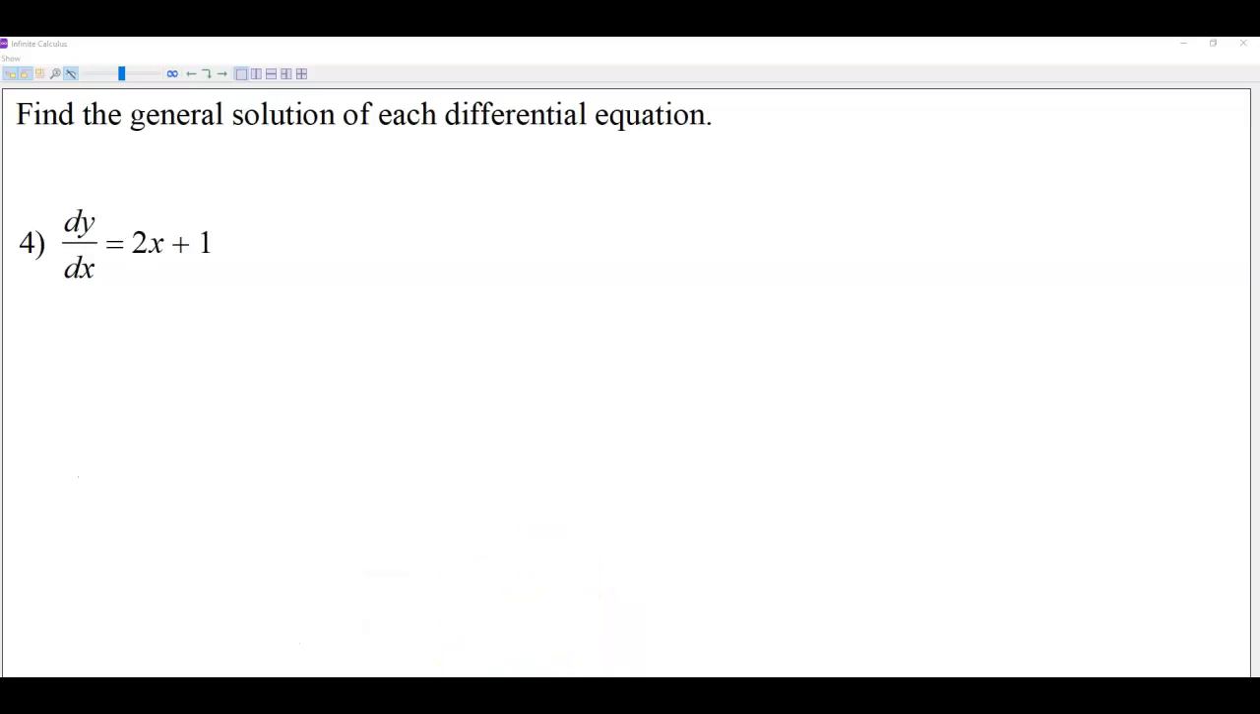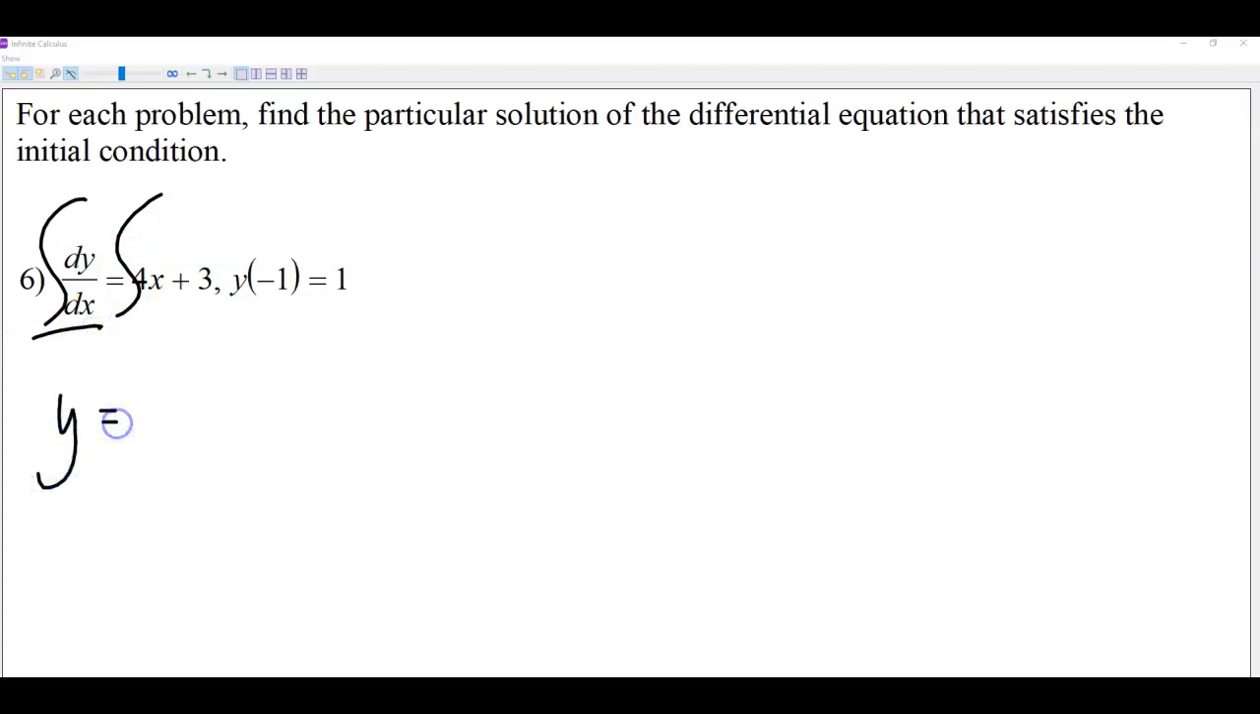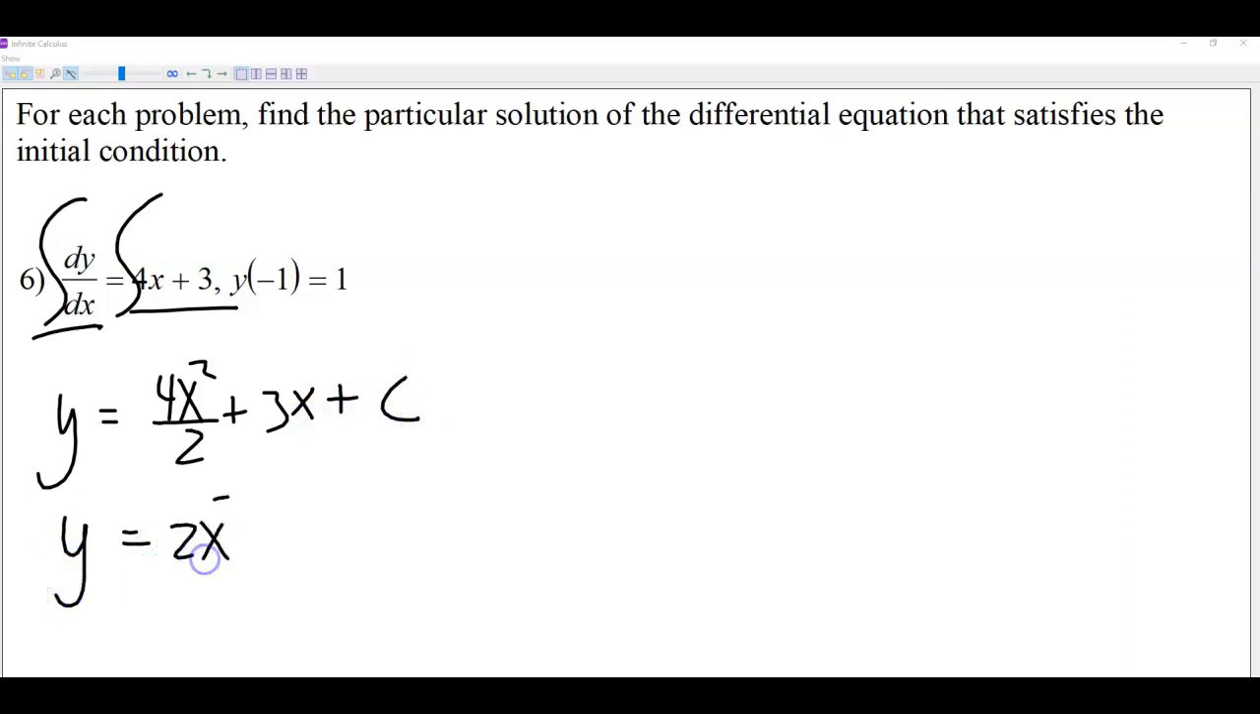Go ahead and move on to number 6. This one is asking for a particular solution. The way that you do these ones is very similar to the last problem. So the first step is to integrate both sides once again. So integrating this side, we just get y. And integrating this side, let's see what we get. We're going to get 4x squared over 2 plus 3x plus c. And then we can go ahead and simplify that a little bit to get 2x squared plus 3x plus c.